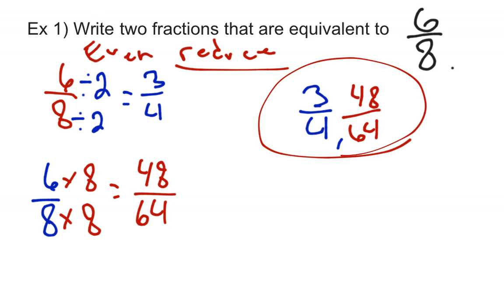And those are two answers. They're not the only answers. There are unlimited possibilities of what you can do. I didn't have to multiply by 8 here. I could have multiplied by 2, multiplied by 3, multiplied by 4, any number you can think of. So a couple other possibilities.